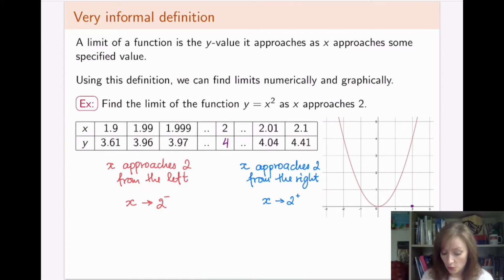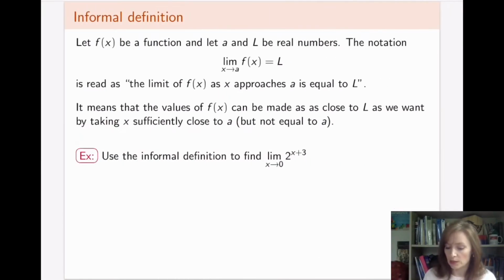Okay, so we can say here that the limit as x approaches 2 from left or right seems to be going toward 4. Now let's take a look at a not very formal, just informal definition of a limit that will also introduce a very useful notation that we can use for the limit in order to save us from always writing as x approaches 2 the limit is, and so on.